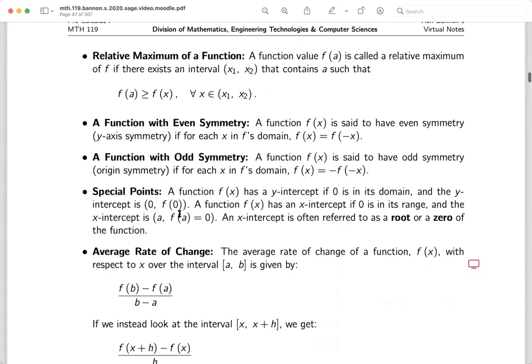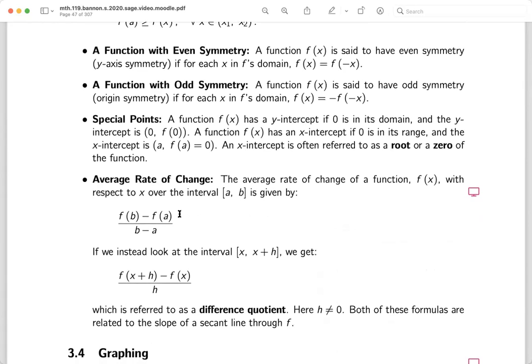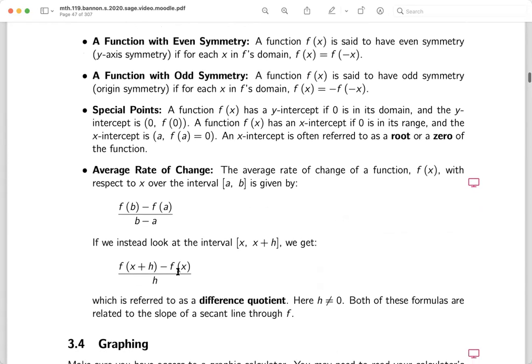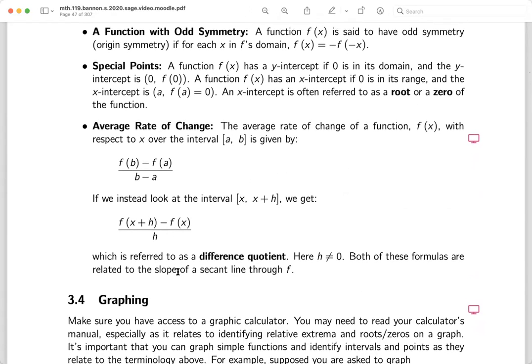We'll talk about special points. I want to point out special points for me, really special points. Well, certainly what's known as an X-intercept, but X-intercepts are so special, they have multiple names. And what are the multiple names for them? We call them roots and we call them zeros, all right? We're also going to talk about average rate of change, which is essentially just slope between 2 points, stuff that you've done in Math 100. We're also going to discuss what's called a difference quotient. And again, we'll go through examples.